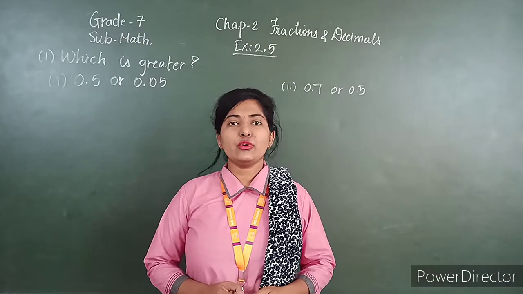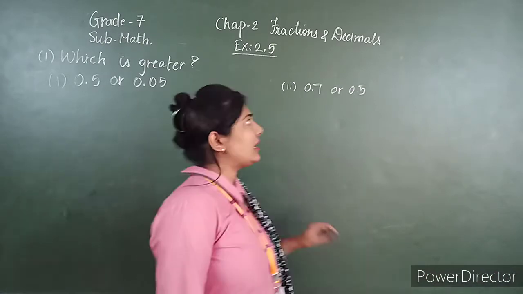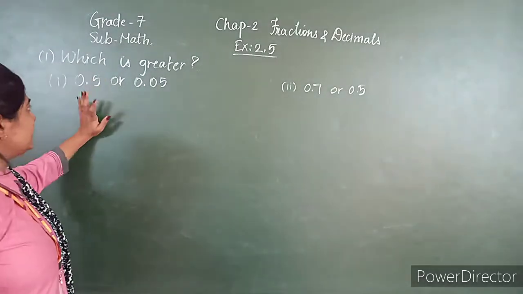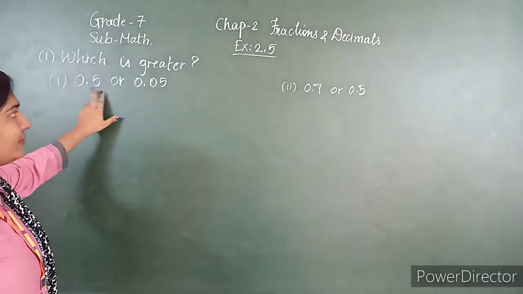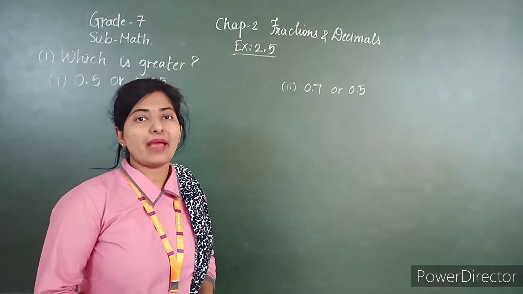Good morning students. Today we are going to start mathematics of standard 7, chapter number 2, exercise 2.5. Which is greater? Here the numbers given are 0.5 or 0.05. So first of all we have to do comparison.